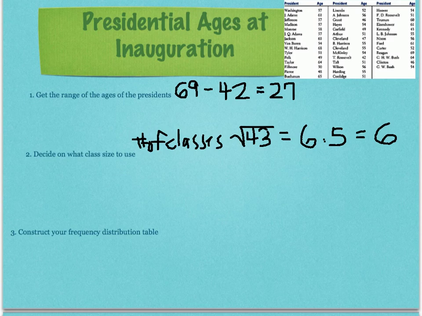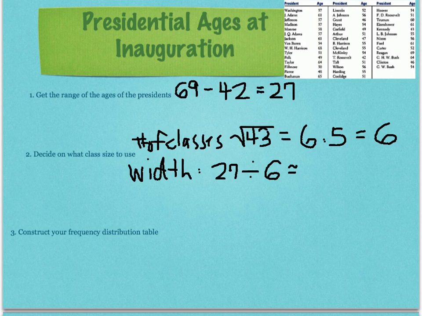and that's completely up to you, however many classes you want. You want to be around the same number as other people that are making the same graph. You wouldn't want to have, say, 15 classes, but it doesn't have to be exactly the same as someone else as long as it's in the same vicinity. So we're going to have 6 classes, and now to determine the width of the class, we're going to do the range of 27 divided by 6. And when I do 27 divided by 6, I get 4.5. So I'm going to make the width of each class 5.